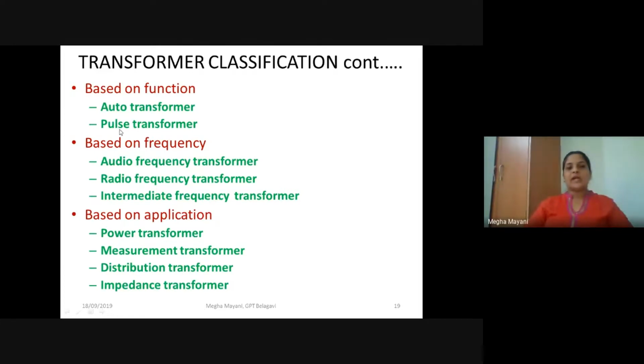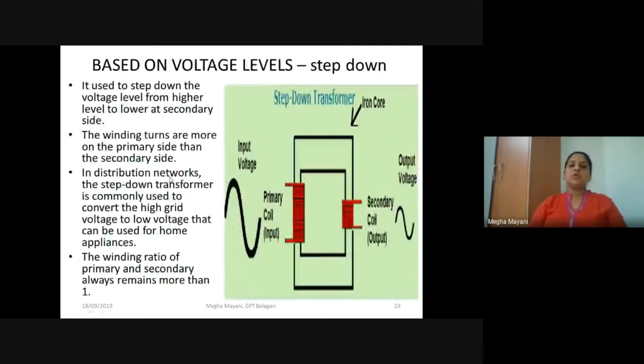Let us look at the details and features of each of these transformers. So the first category is based on the voltage levels. We have three types of transformers. The first one, step down transformer, second, step up, and the third, isolation transformer.